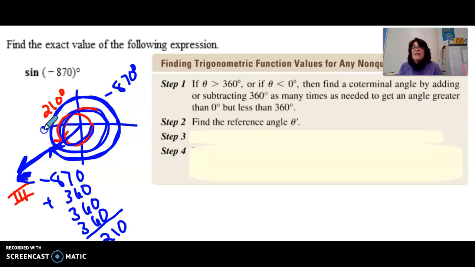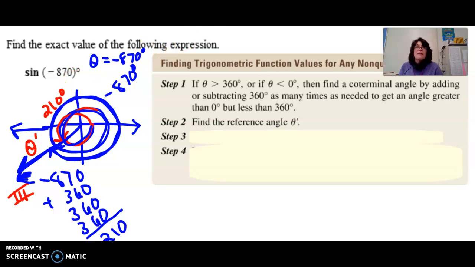is what's left to get me up to the x-axis. Okay, my reference angle is here. Theta is negative 870 degrees. The reference angle is this. So they're asking us to go a little bit further and figure out an angle between 0 and 360 that is coterminal with negative 870.